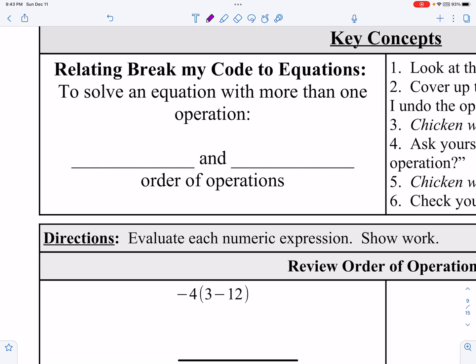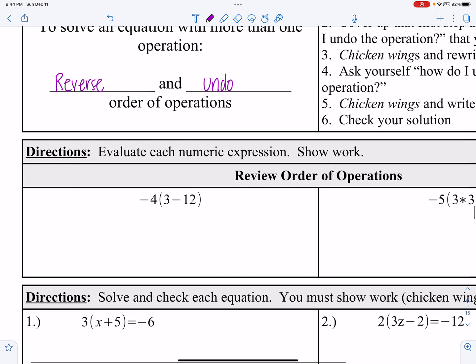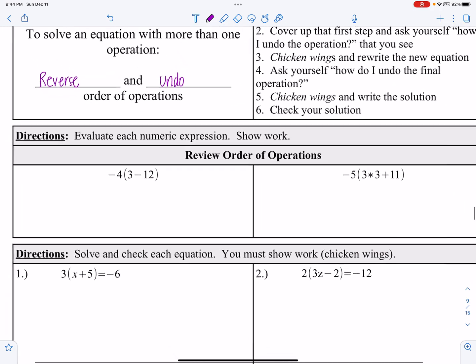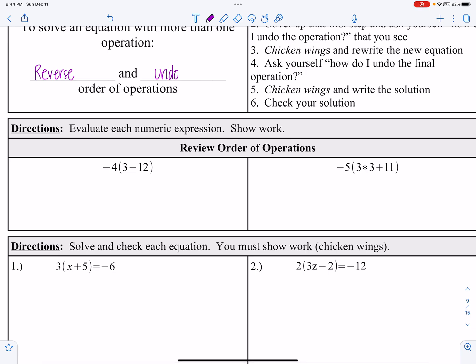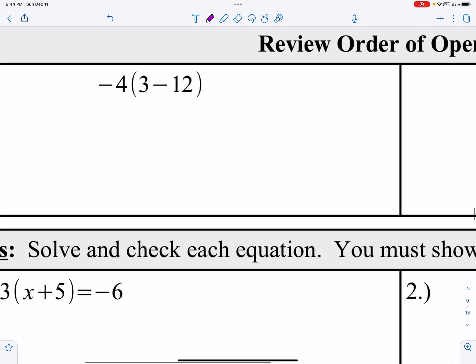All right, the first step here to solving an equation with more than one variable, remember we are going to reverse PEMDAS and undo PEMDAS. So reverse and undo order of operations. Now, there are some other little rules that we're going to talk about as we go here. But let's go ahead and kick off a review of order of operations.